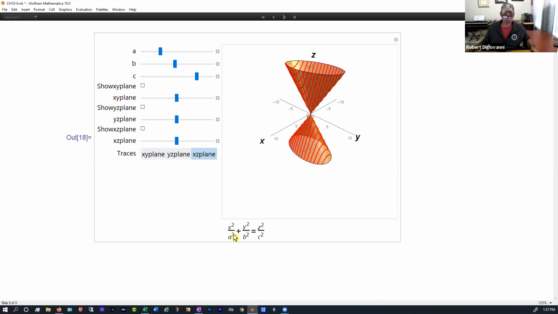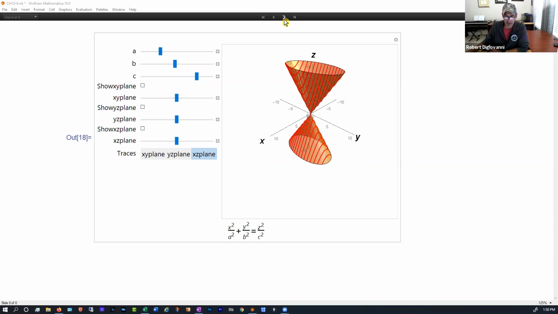All variables are present. All variables are squared. You have addition between two of the variables and the other variable on the other side. If you have this scenario, the variable that is by itself over here is the direction the cone goes. Here the cone goes up the z-axis and down the z-axis. The z being on the right side by itself is what tells you that. If the x squared was on that side and the z squared was on the left, then it would go down the x-axis. I'll show you those.